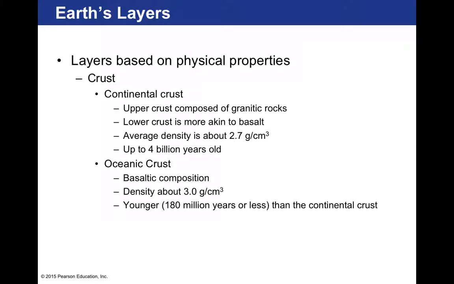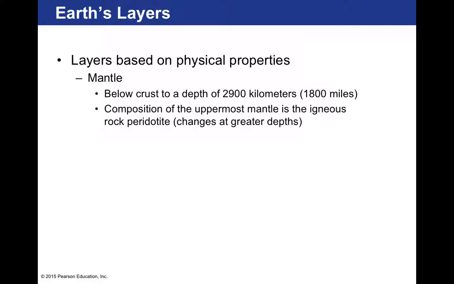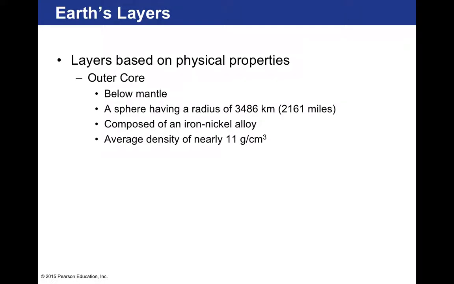There are two types of crust. We have continental and oceanic crust. The continental crust is much older than the oceanic crust, but it's less dense than the oceanic crust. Below the crust, you have the mantle. This is a huge area beneath the Earth's surface. It goes to a depth of about 1,800 miles, and it's composed of mostly the same type of igneous rock, although as you get really deep, it does tend to change at greater depths.